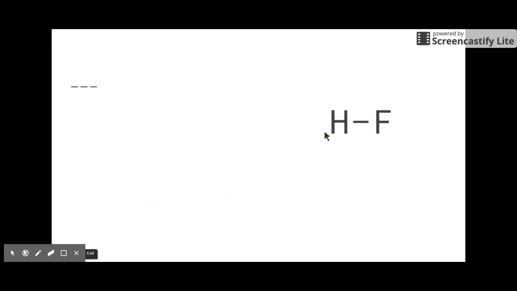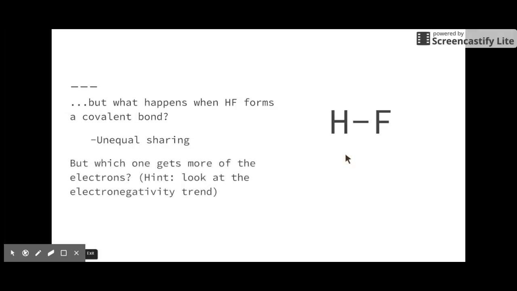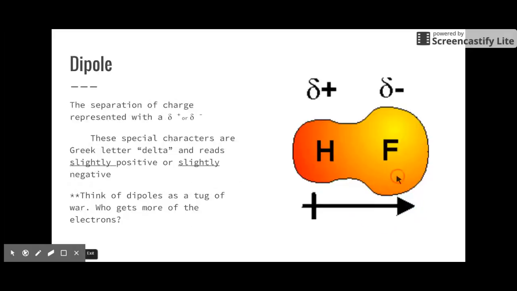But some elements, think about HF, when these come together, there's an unequal sharing of electrons. Think about which one pulls the electrons in more. Fluorine, in this example, has a higher electronegativity. So the electron density around it will be higher than it would around hydrogen, even though they're supposed to be sharing electrons. Fluorine is just unequally sharing electrons.